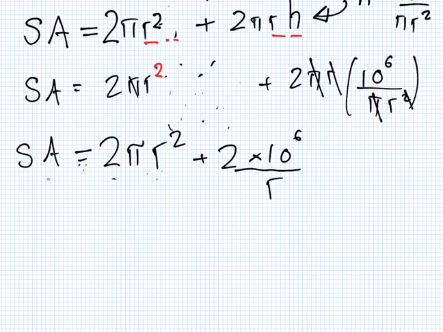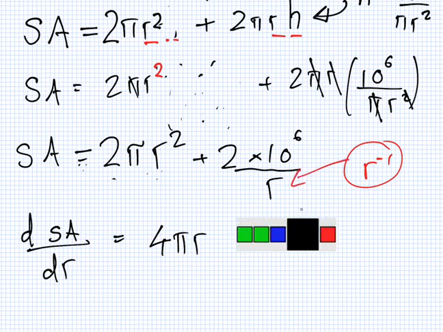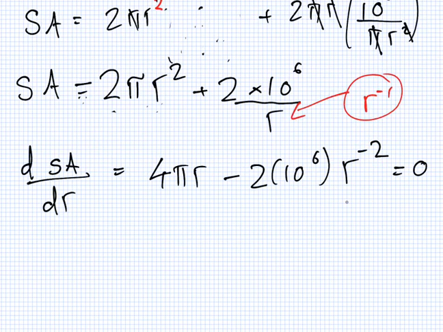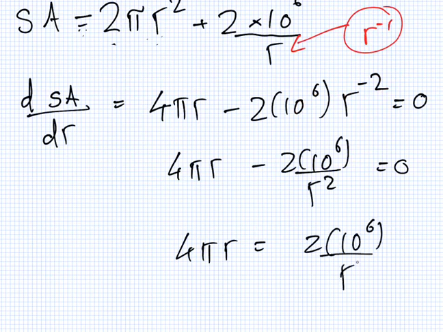Okay, so derivative now. Derivative of surface area, and R is the variable. This would be 4 pi R. And if you need some help here, this is like R to the minus 1 when you have R down below. So it will be minus 2 times 10 to the 6 R to the minus 2, and you want that to equal 0. So you get 4 pi R minus 2 times 10 to the 6 over R squared equals 0, so 4 pi R equals 2 times 10 to the 6 over R squared.